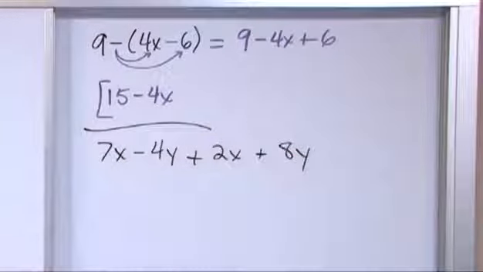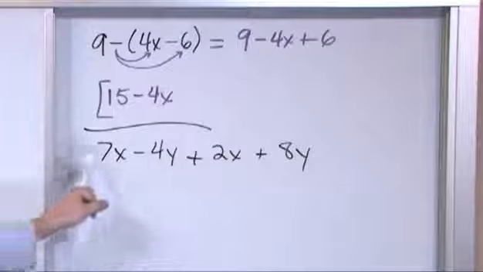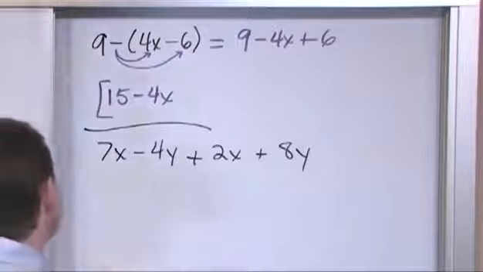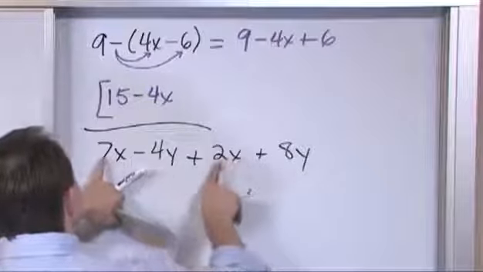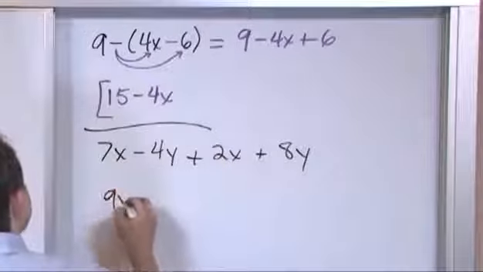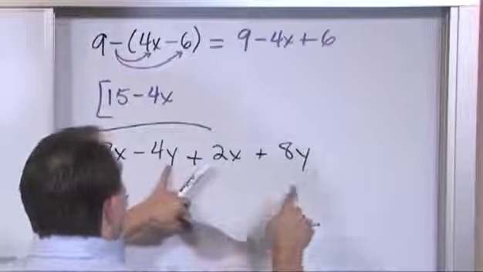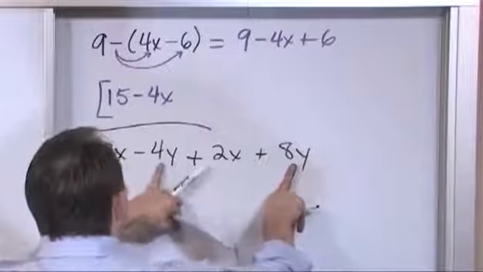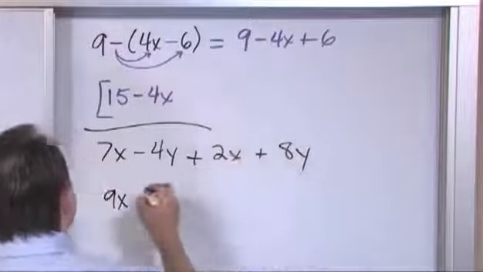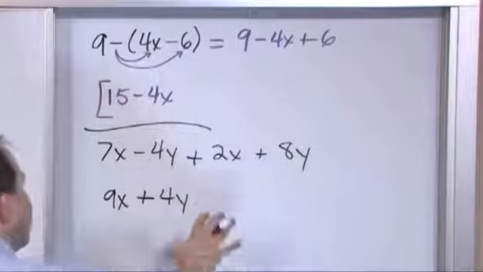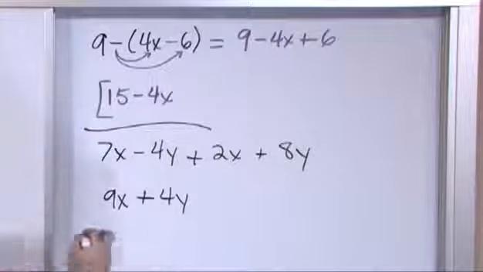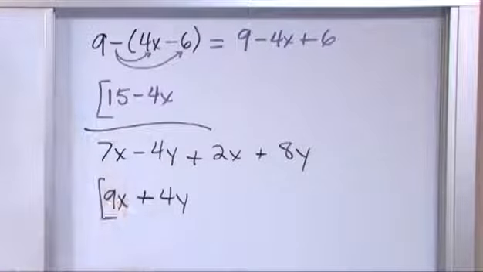What if I have 7x minus 4y plus 2x plus 8y? So here's a little bit more of a complicated problem because I've got x's and y's, but it's no different because I'm looking for like terms. Here I have some x's and here I have some x's. So 7 plus 2 is going to give me 9x. Here I have some y's and here I have some y's. I have negative 4y, positive 8y. So that's going to give me positive 4y. I always have to carry my variable when I do that type of subtraction. So I'm going to get 9x plus 4y. That's the right answer.